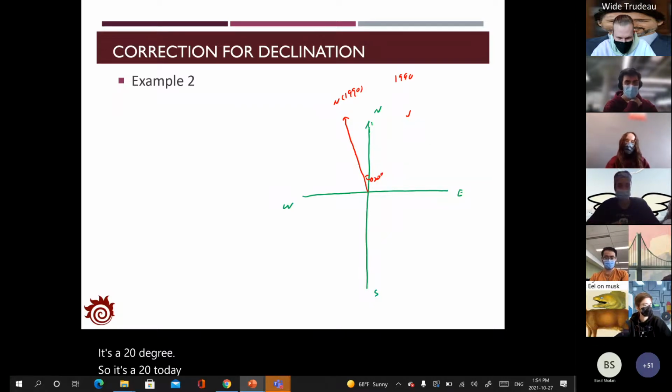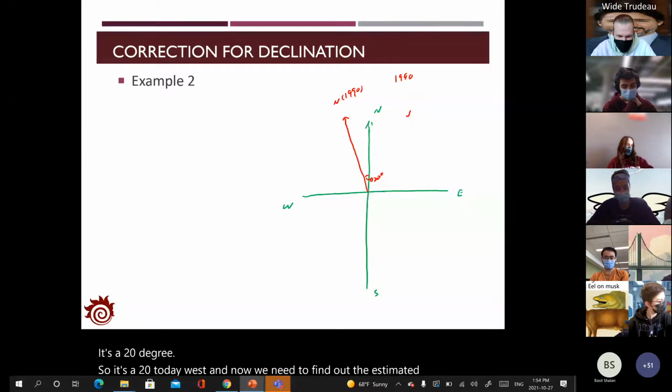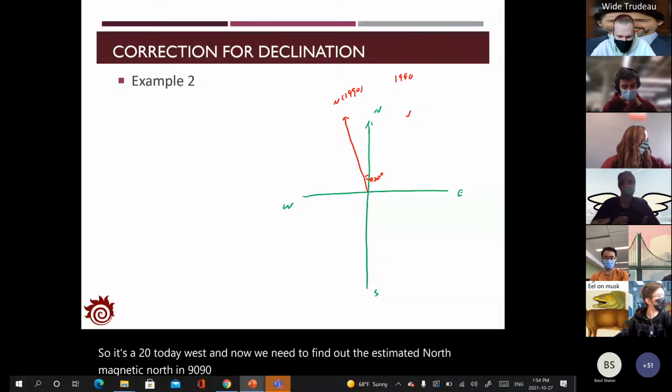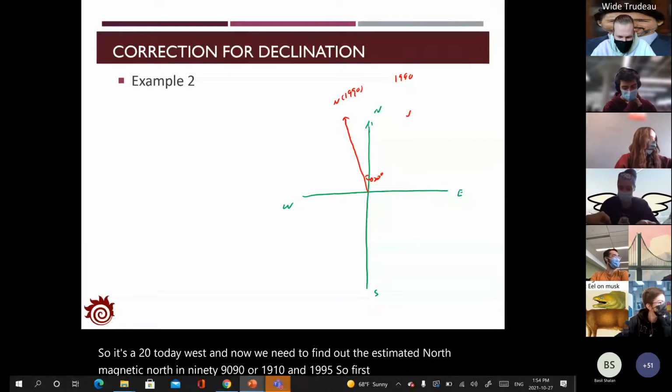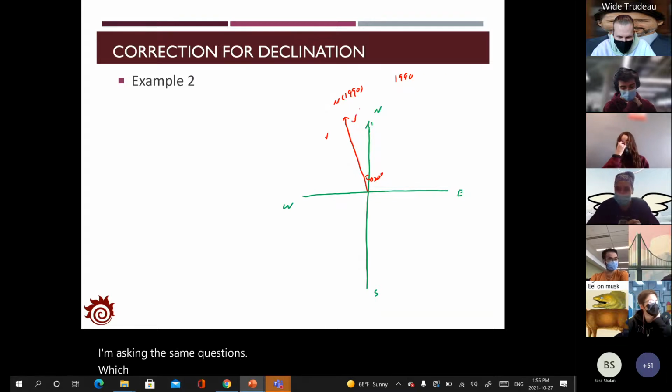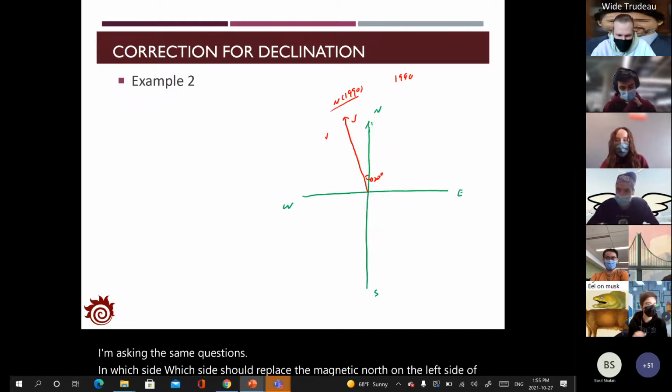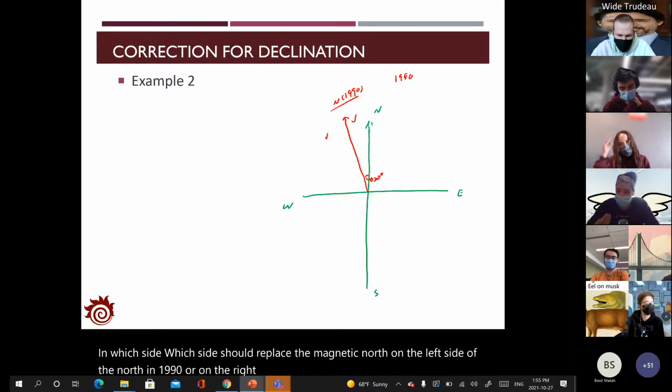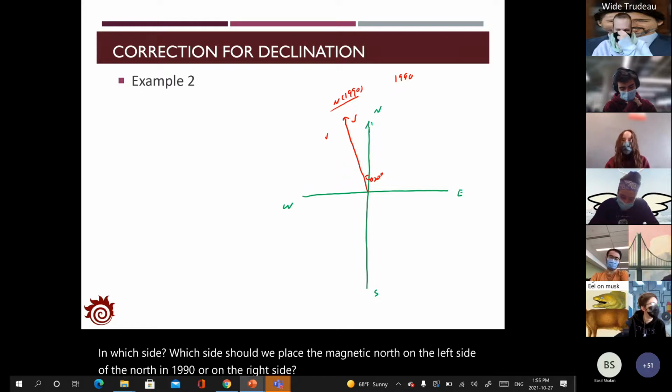And now we need to find out the estimated magnetic north in 1910 and 1995. So first for 1910, I'm asking the same question. On which side should we place the magnetic north? On the left side of the north in 1990 or on the right side? Which one do you think?